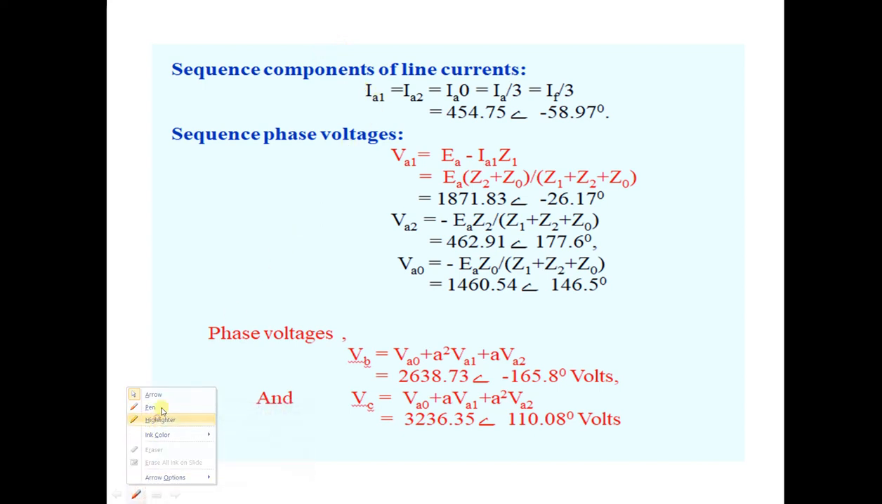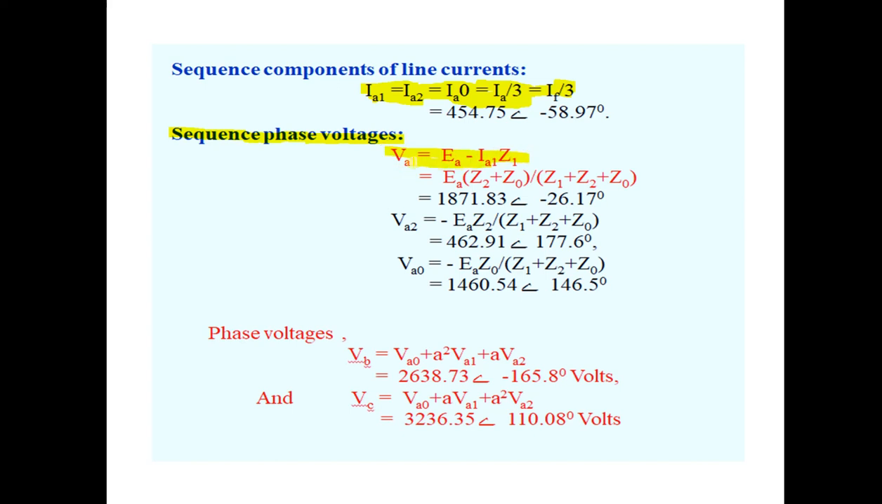And here we are going to find the sequence components of line current, means IA1, IA2 will be equal, okay, and I naught is also equal. So here IA by root 3, or else VL by root 3, V phase, right? Similarly IF by root 3, okay. So after substituting the previous fault value and dividing by 3, we obtain 454.75 angle 58.97 degrees.